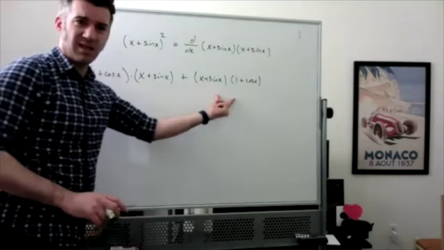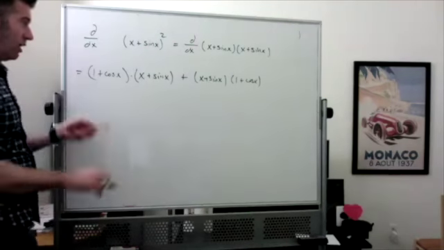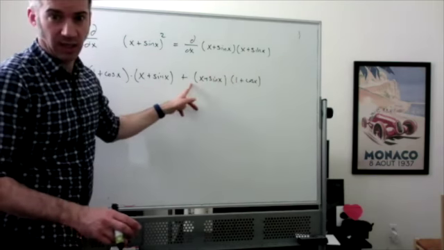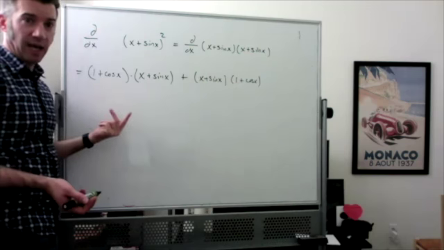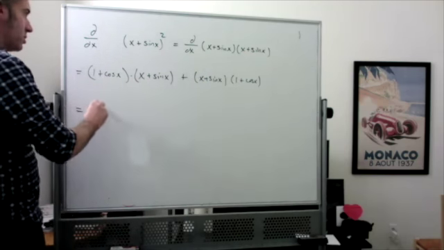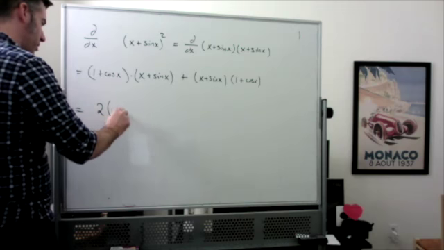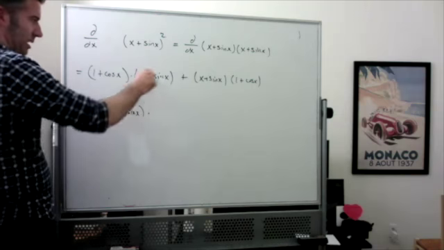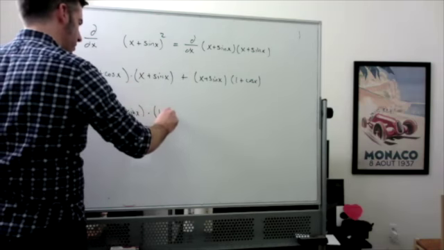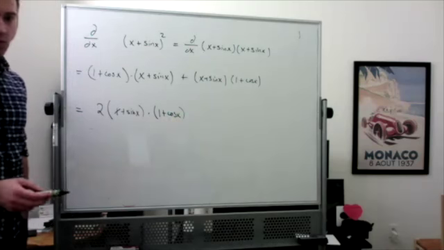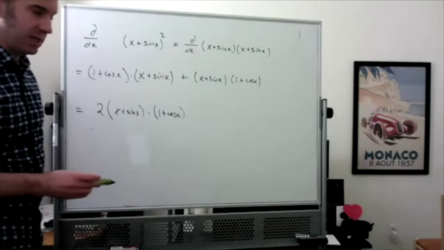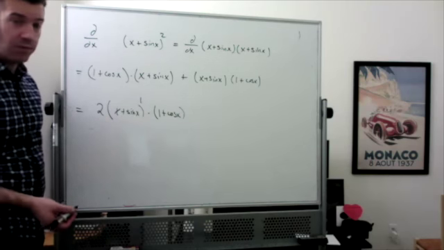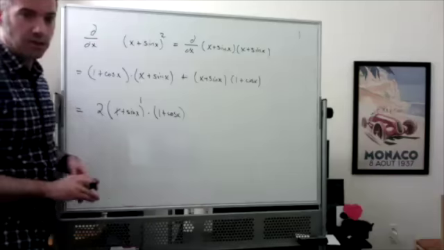But now look. This thing and this thing are the same, right? 1 plus cosine x times x plus sine x is the same as 1 plus cosine x times x plus sine x. So I have two of these things added together. So that's going to be 2 times x plus sine x, times 1 plus cosine x. Or to put a slightly sharper point on it, 2 times x plus sine of x to the first power, times 1 plus cosine x.